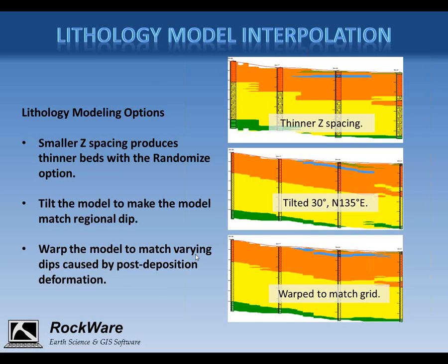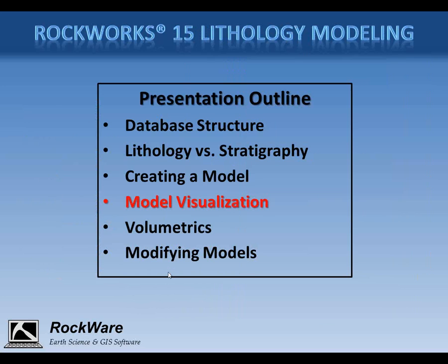A third thing that we can do to vary the model is to warp it based on a surface. So in this case, I've introduced a gridded surface that defines a surface that I want the contacts to conform to, and you can see a little bit of bending going on here to match that surface. This would be a good thing to use if we've got some post-depositional deformation, maybe some structural deformation after the units are lithified. So if you've got a lot of bends to the contacts, then warping is a good choice.